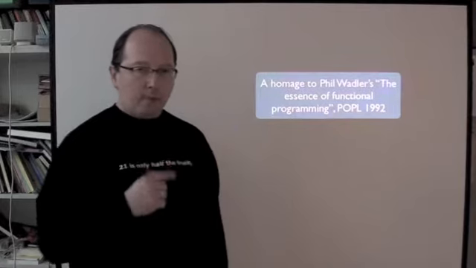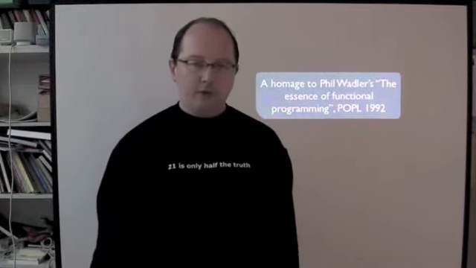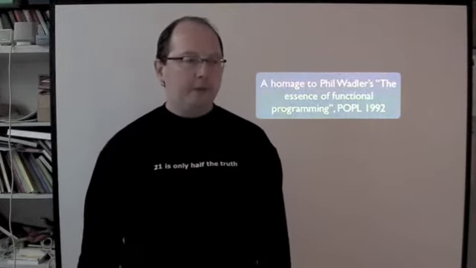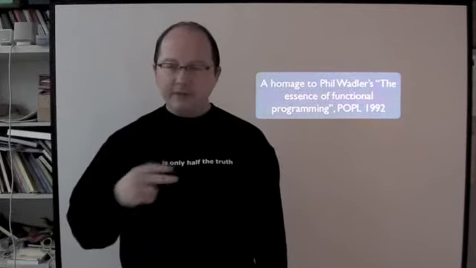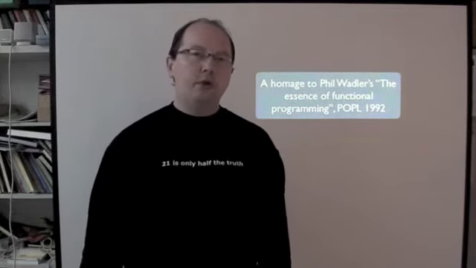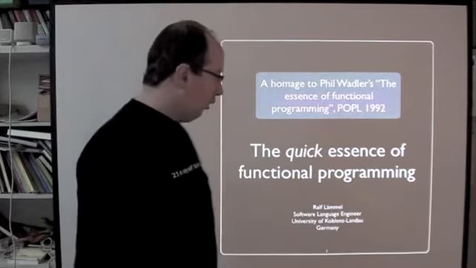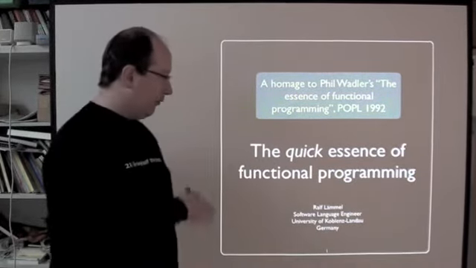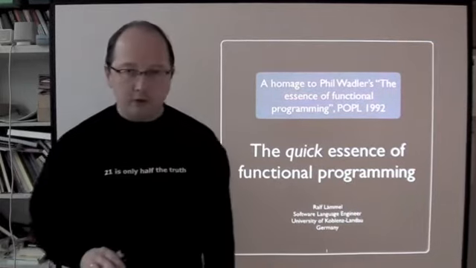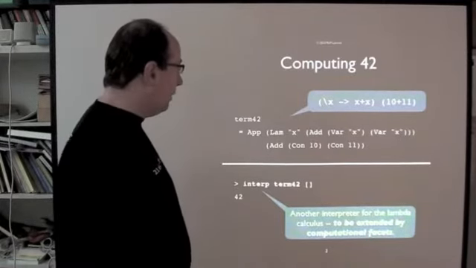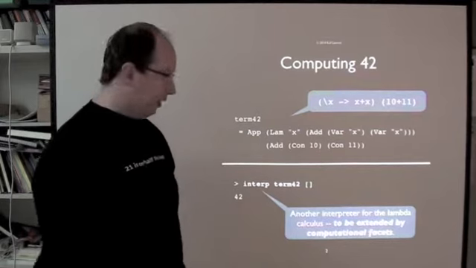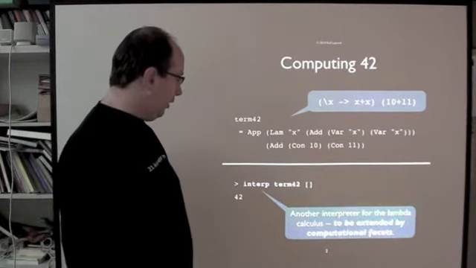So this is a POPL paper. POPL is the major programming conference, and I'm basically picking examples and discussion points from his paper. So I'm not complete, and therefore I call it the quick essence of functional programming. The paper uses interpreters to motivate monads, and so here we go.